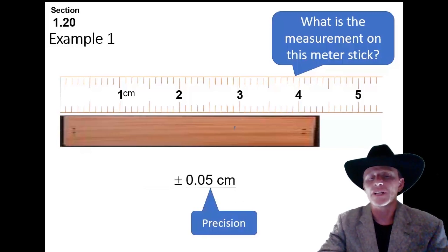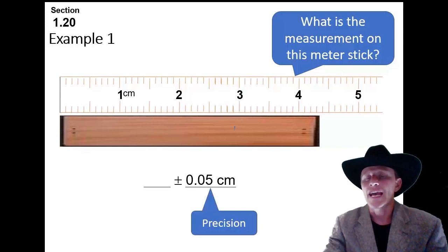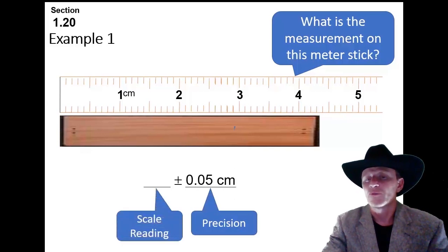The first number, the accuracy part, is the actual measurement. So you would have to take this measurement over here. The board goes to this spot right here. Line that arrow up a little bit. It looks like 4.3 would be a good guess, but a better guess would be 4.35. So 4.35 plus or minus 0.05 centimeters would be a reading for this measurement.